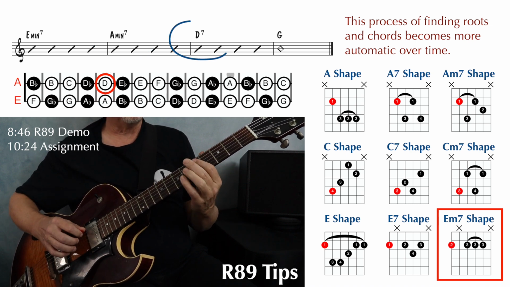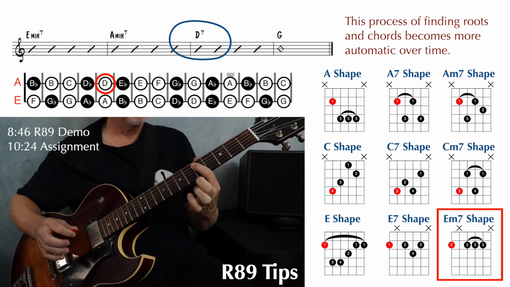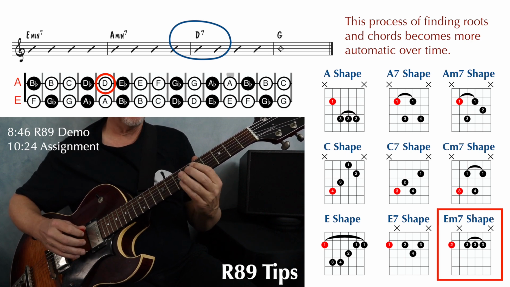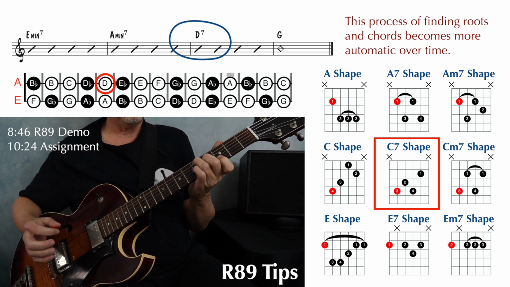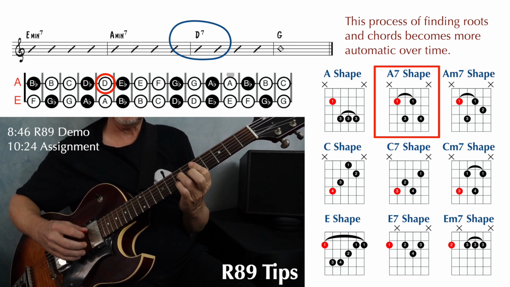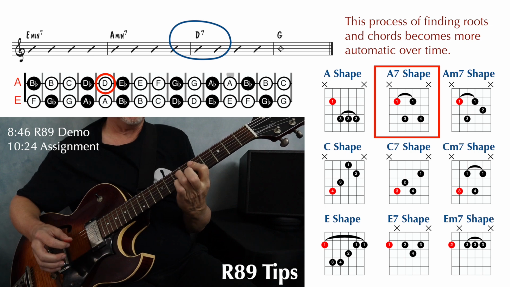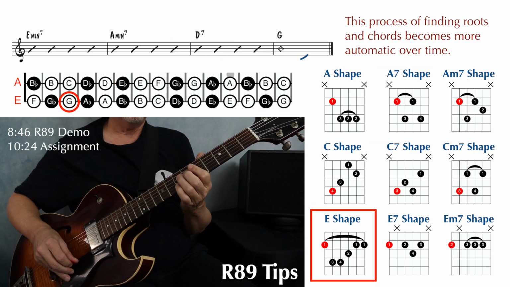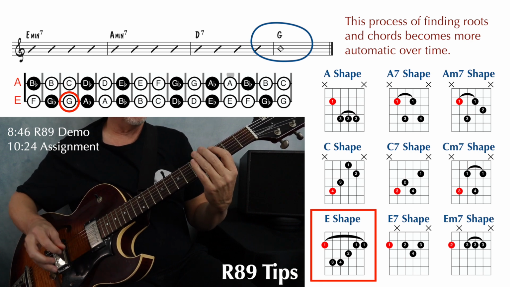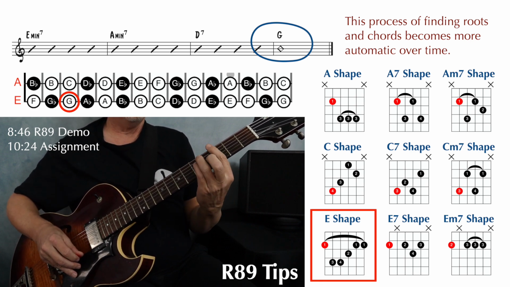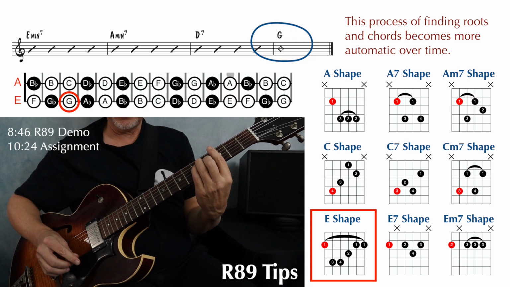Then we have a D7. Our closest D root note is on the 5th fret on the 5th string. I'm going to play my favorite 7th chord shape here, the C7 shape. You could play the A7 shape. Either one works great. And then the G major at the end, our closest G, fret 3 on the 6th string. And from there, you play your big old E major shape.